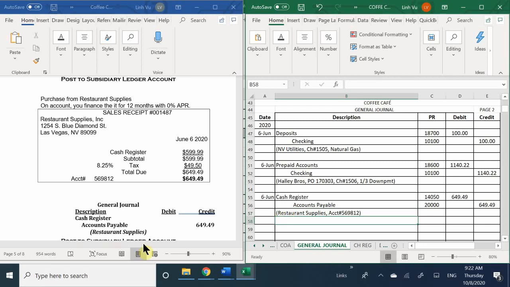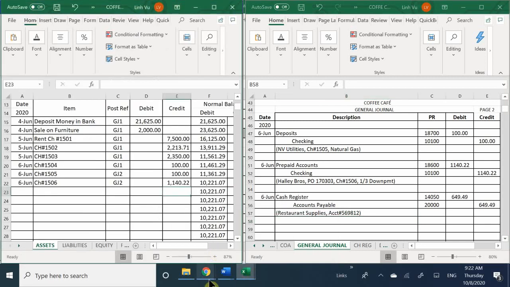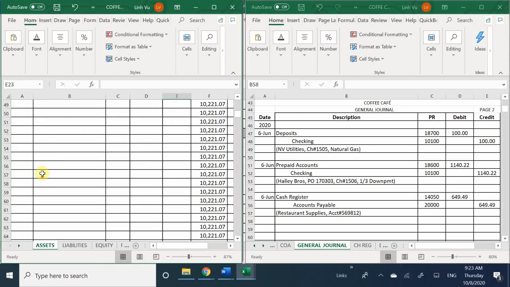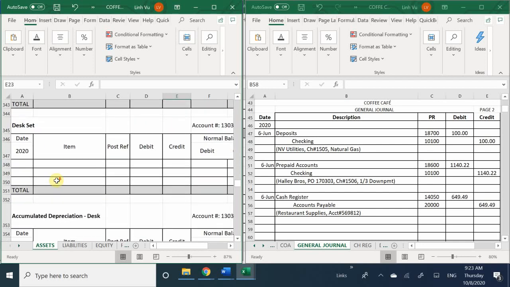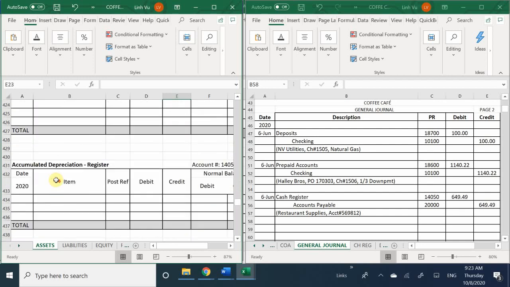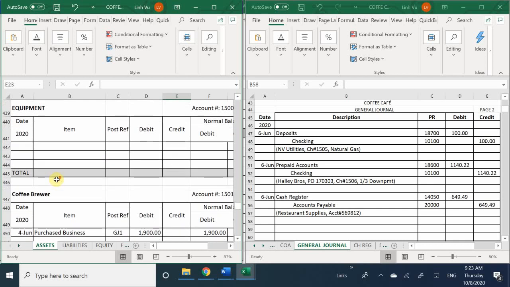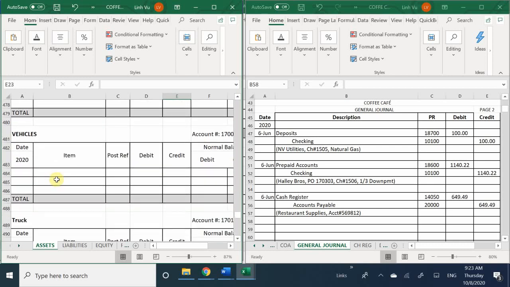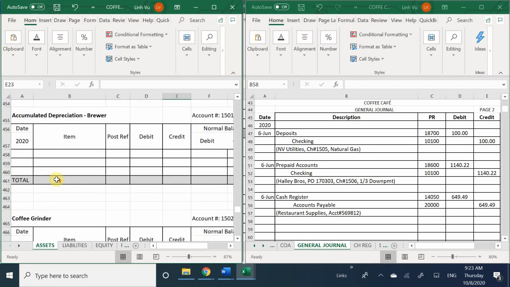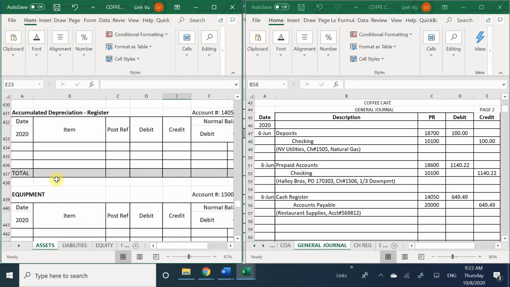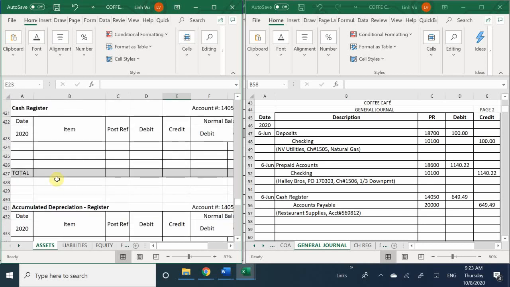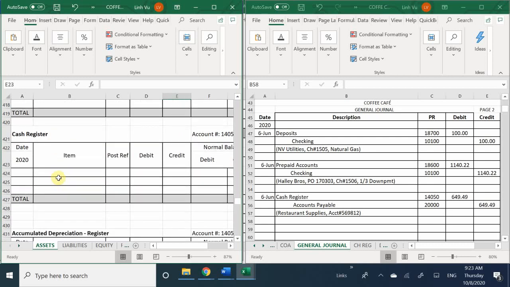Right? Now we go to our ledger. So we just acquired another asset. Okay? Or acquired, not accumulated, I'm sorry. We just acquired another asset. So in this case, I believe I put it under office equipment. So here you go. Here's my cash register.